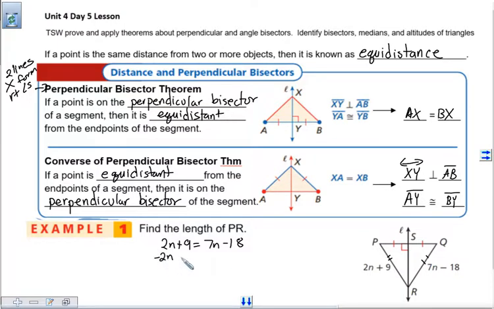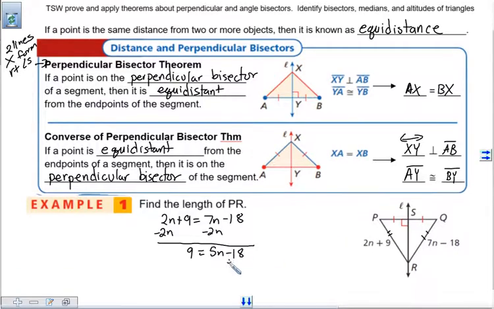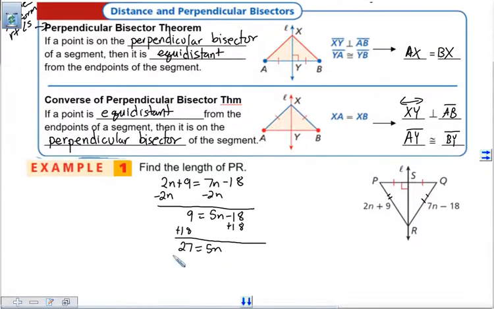Subtract 2n from both sides. That gives us 9 equals 5n minus 18. Then we're going to add 18 to both sides. And 27 equals 5n. Then we're going to divide by 5 on both sides. And n equals 27 fifths.